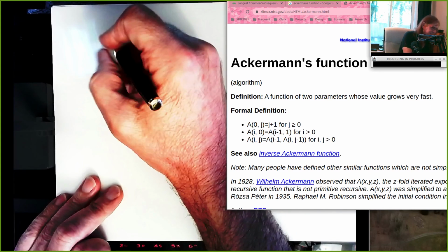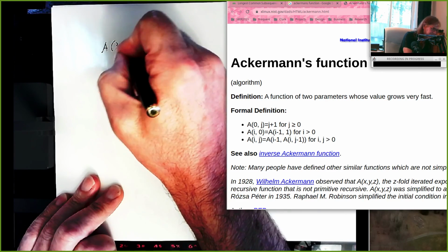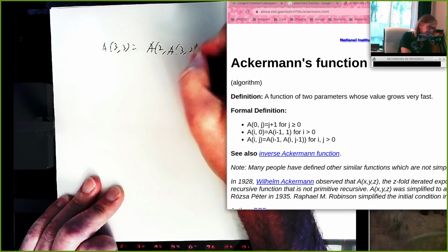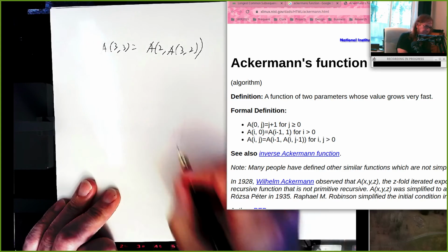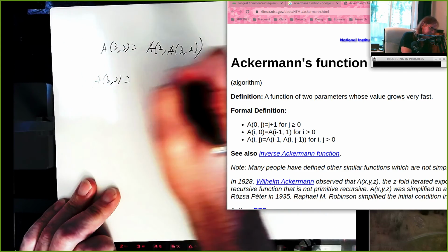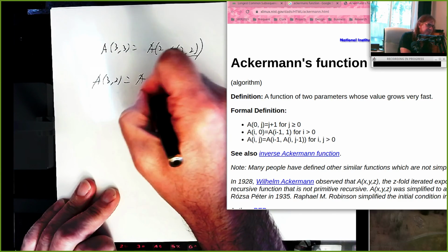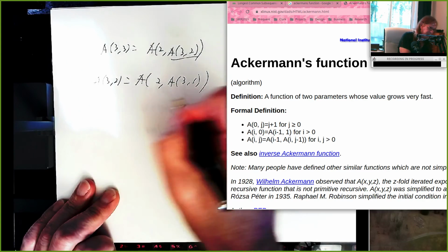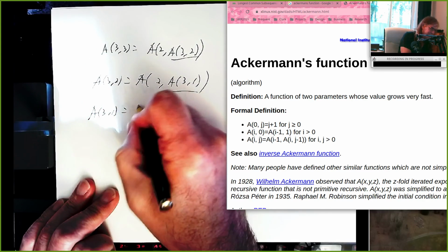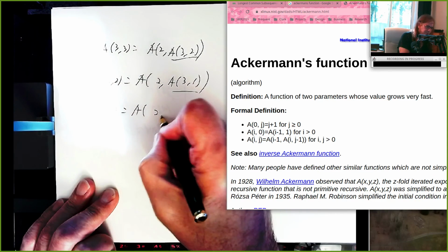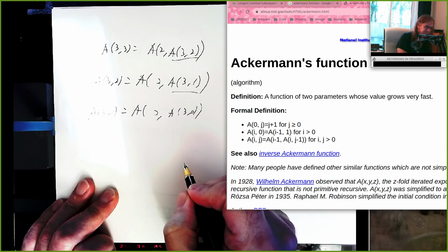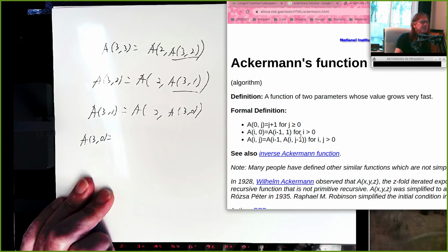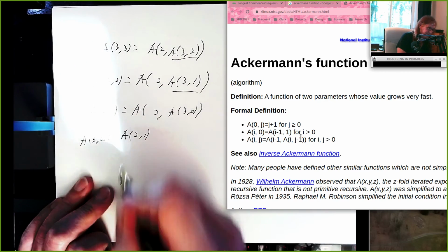So if you want Ackermann of 3, comma 3, that would be just Ackermann of 2, comma Ackermann of 3, comma 2. And Ackermann of 3, comma 2, which is this part right here, would be just A of 2, comma A of 3, comma 1. And A of 3, comma 1 would be Ackermann of 2, comma Ackermann of 3, comma 0. And for Ackermann of 3, comma 0, we get to use this case up here. That's just Ackermann of 2, comma 1.